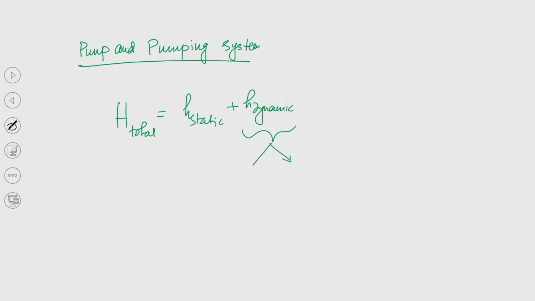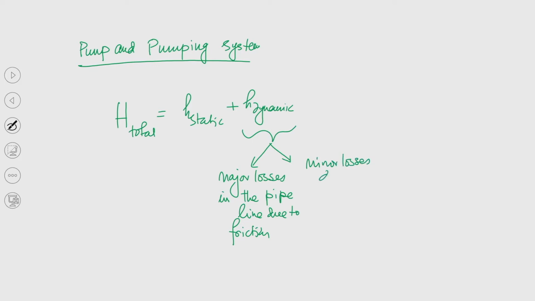One is the major losses in the pipeline due to friction, and the second is minor losses due to the presence of accessories.